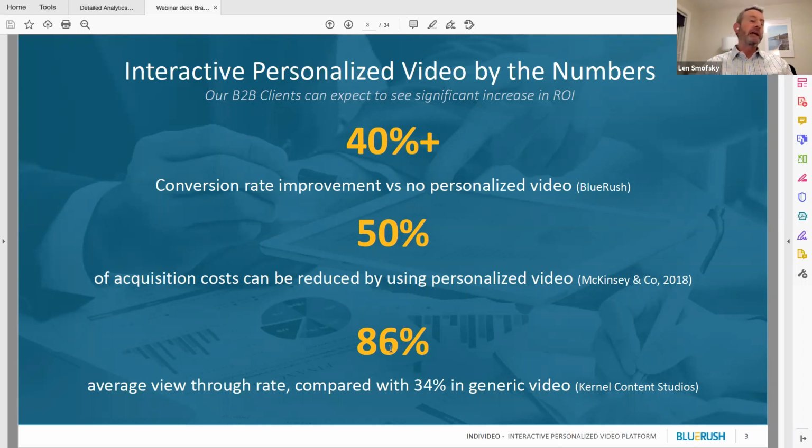And the bottom number, 86%, really represents the average complete view rate of a personalized video. And it's significantly higher even than a generic video. So what it means is for the majority of people, when they have a personalized video, we've got their attention for that 1.5 minutes or so, or 2 minutes, and they get the key points. So we've seen that with conversion and engagement, there's a big lift.